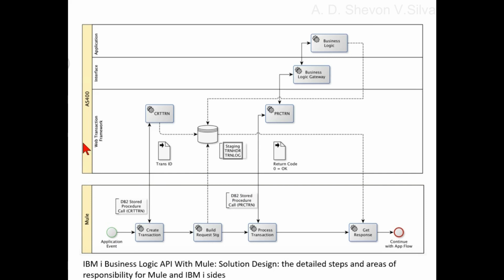Finally, let's go into the coding. You will see that building an API that executes IBM i Business Logic is pretty straightforward. In Mule, create a RAML API definition in API Design or Anypoint Studio. Then Mule generates the implementation stub for the RAML in Anypoint Studio. In IBM i, define a new web transaction type and interface program. For IBM i, optionally create staging tables for request and response.